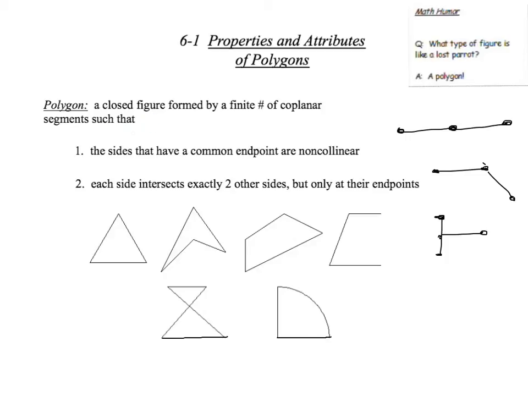so therefore, since it's not closed, this is not a polygon. If you take a look at the next one here, this is not a polygon as well because, remember, we can only intersect at the endpoints. Here we're crossing. You cannot have segments that cross, so this is not a polygon. And then the last one is not a polygon as well. The reason why, well, we need to have segments. This here is an arc. It does not work.